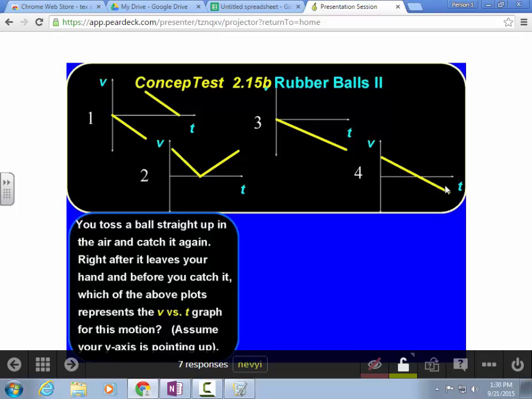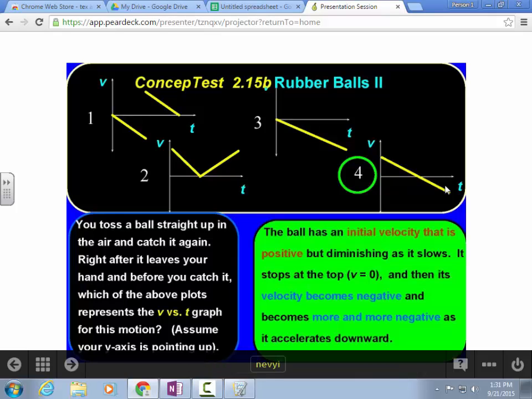5, 4, 3, 2. Chris, Brian, I know I'm putting you guys under pressure, but that's okay. The whole point is to get you to start thinking under pressure. The answer is 4. That's right. And the reason it's 4 is because it starts off positive. When it's at its maximum height, it is 0, and then it goes down, which means it's in the negative territory.